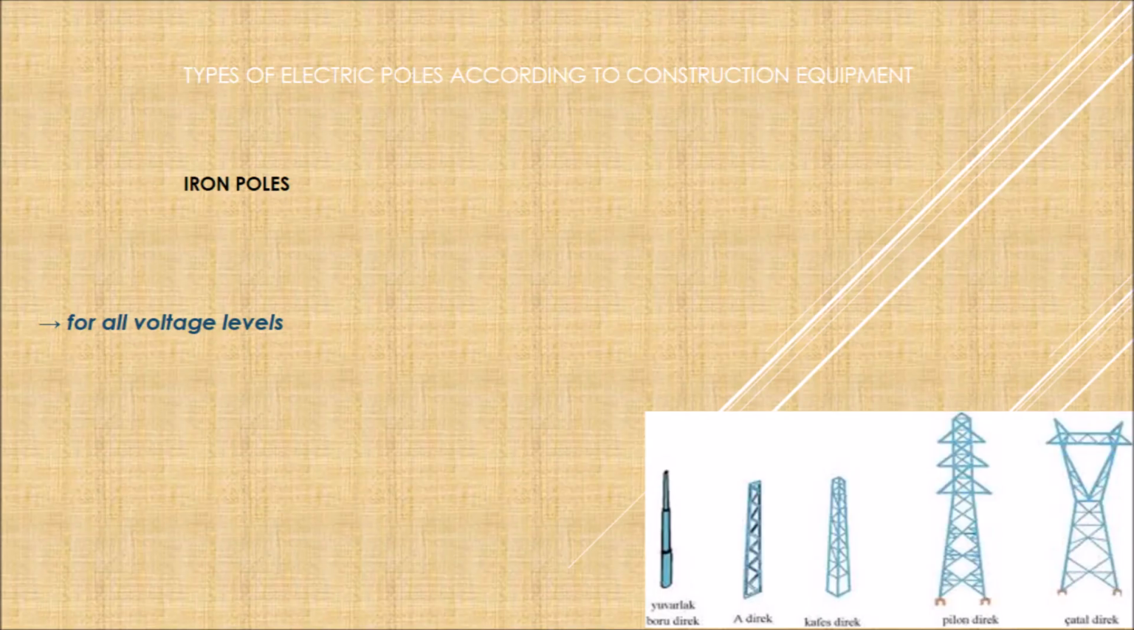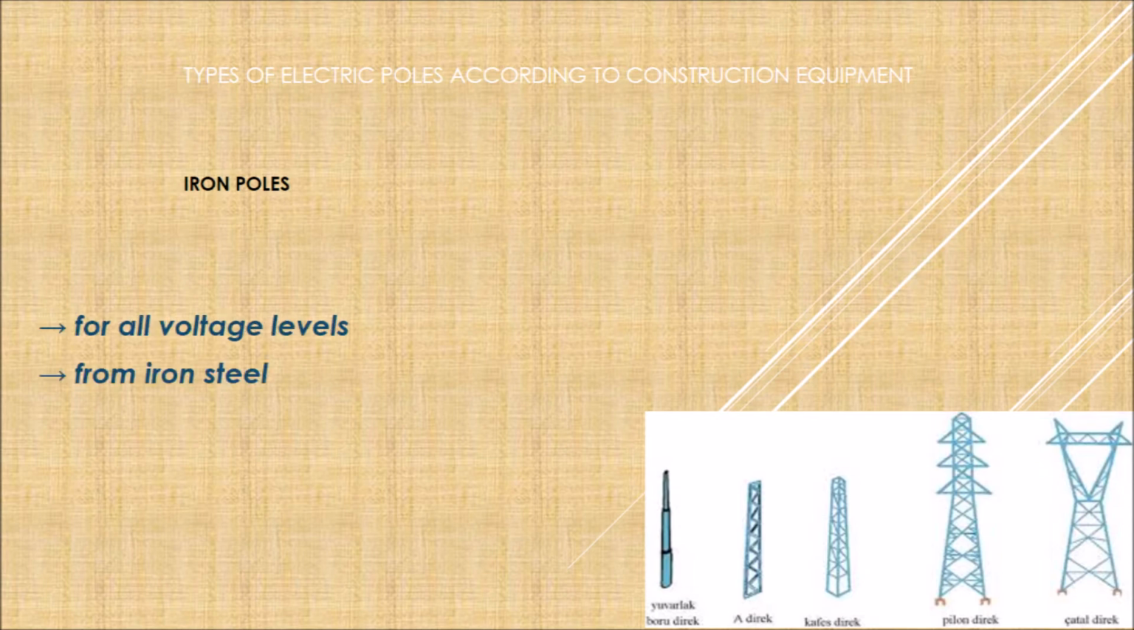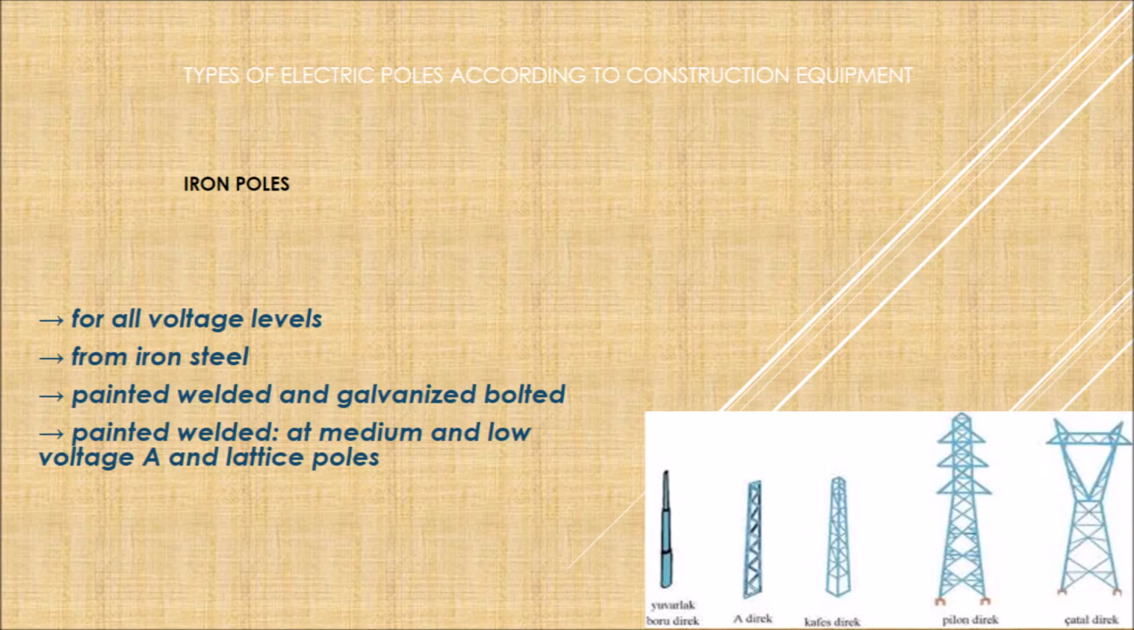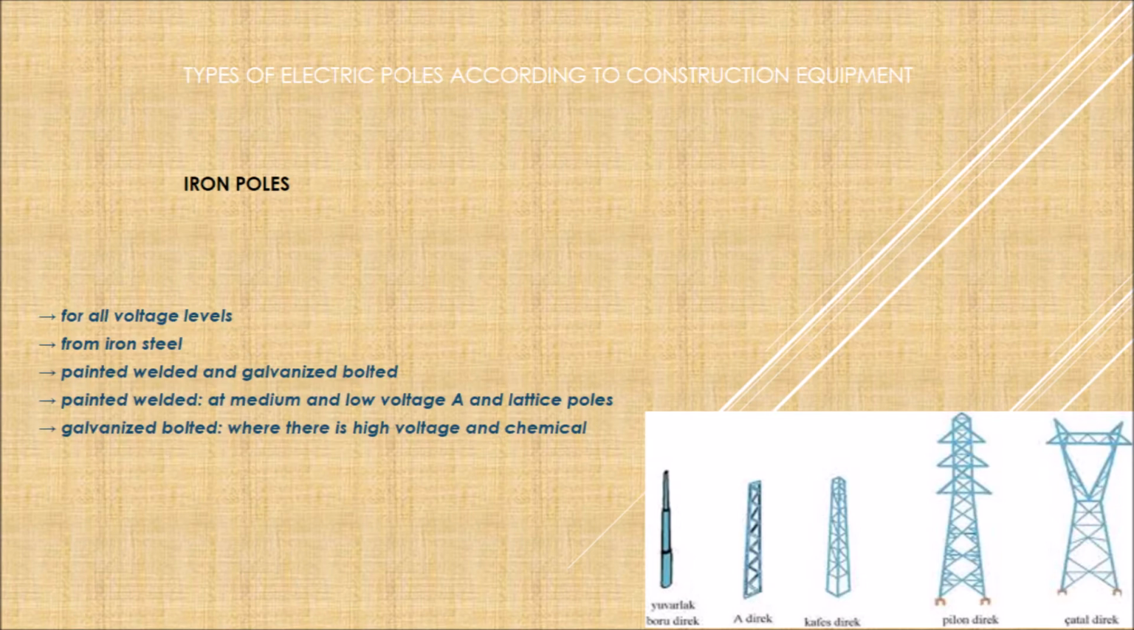Iron poles. They are poles made of iron steel that can be produced and used for all voltage levels. Iron poles are produced as painted, welded and galvanized bolted ones. Painted welded iron poles are used as latticed poles in medium and low voltage, and galvanized bolted ones are used in places where high voltage and chemical effects are present.